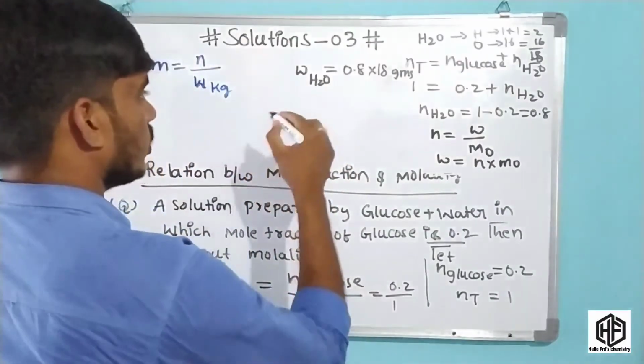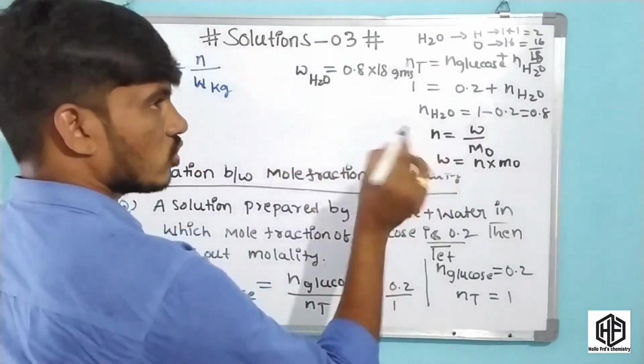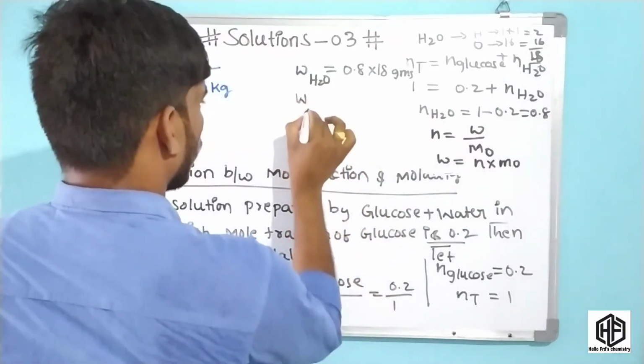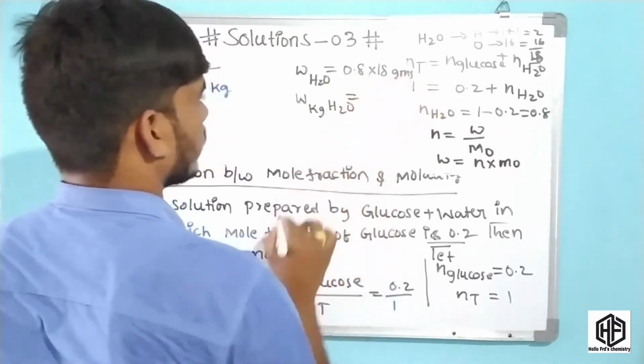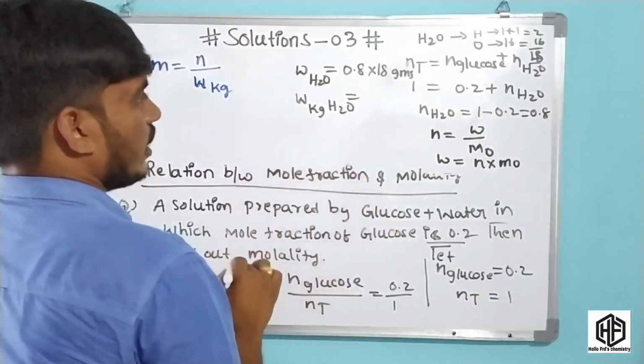Now this weight of water has to be converted to kg. So per kg weight of water is obtained by dividing by 1000.